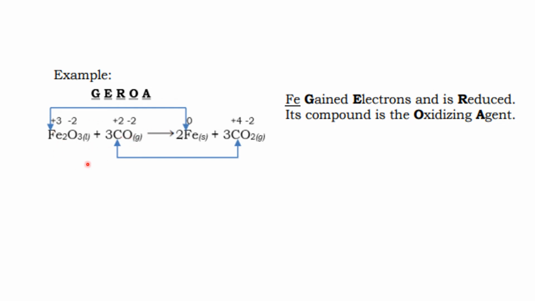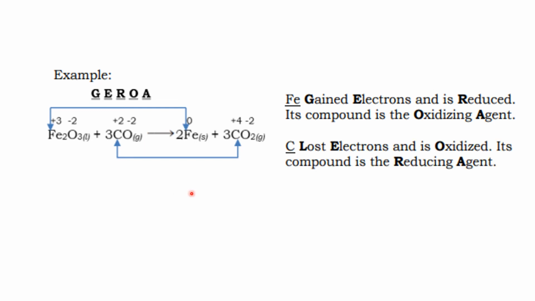iron decreased in oxidation number. Initially, in the left side of the equation, you see its oxidation number as +3. After the reaction, it went down to 0. Since there is decrease in oxidation number, iron is the atom that did undergo reduction. The substance, the reactant that carries that atom that did undergo reduction is what we consider the oxidizing agent, meaning it caused the other substance to be oxidized. Hence, it is called an oxidizing agent.